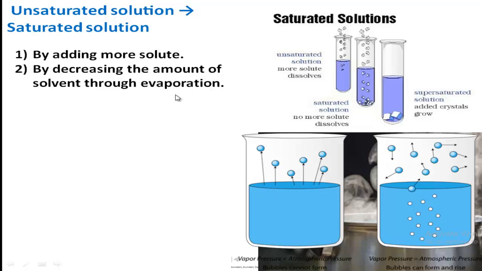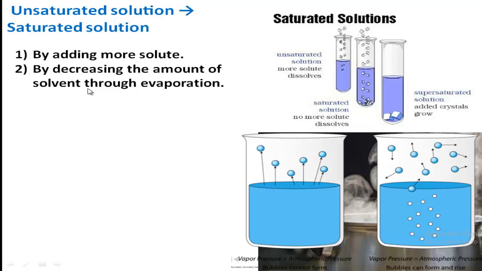What is the meaning of this line? By decreasing the amount of solvent. Our solution is an unsaturated solution. That means there is less solute present than the maximum amount. So in this case, if we decrease the amount of solvent, it will be converted into a saturated solution, because at that time the dissolved amount of solute will be the maximum amount of solute for that decreased amount of solvent, isn't it?